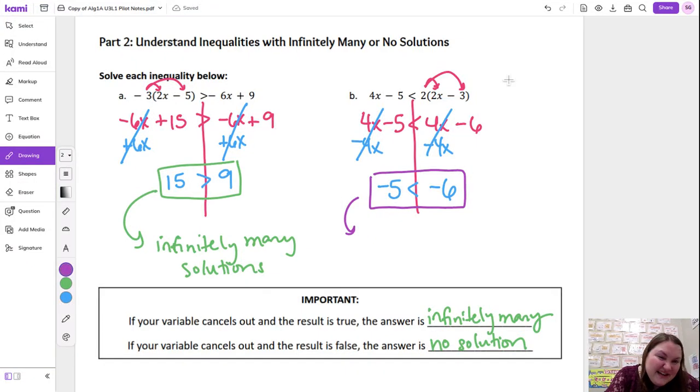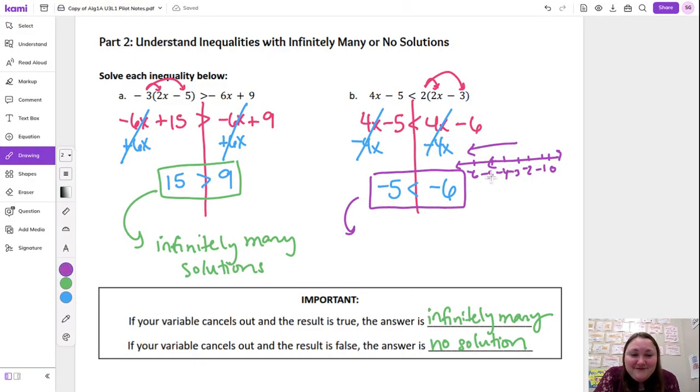Sometimes when the numbers are negative, it helps to think about a number line. So think about when you have a number line, you have 0, negative 1, negative 2, negative 3, negative 4, oh no, negative 5, negative 6. Smaller numbers are always on this side. So here, negative 6 is less than negative 5. Or the opposite, negative 5 is greater than negative 6. So this statement here is not true. Negative 5 is actually greater than negative 6.